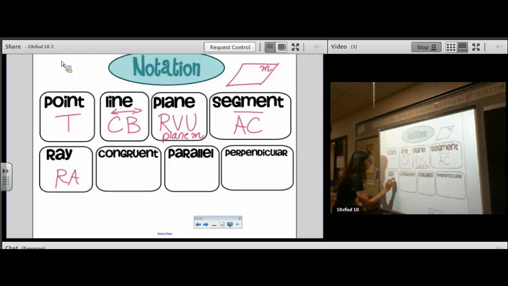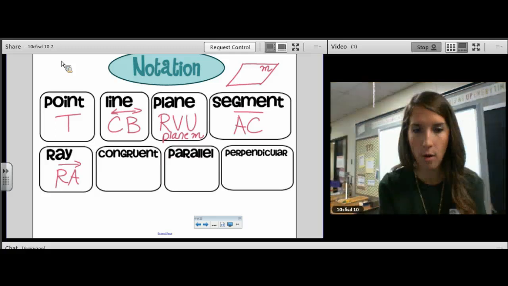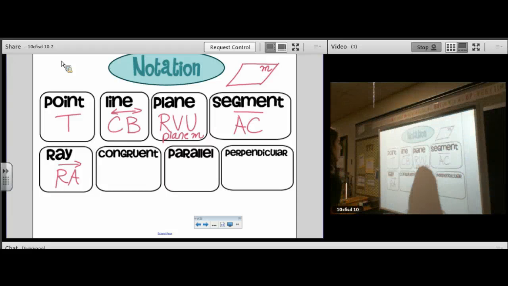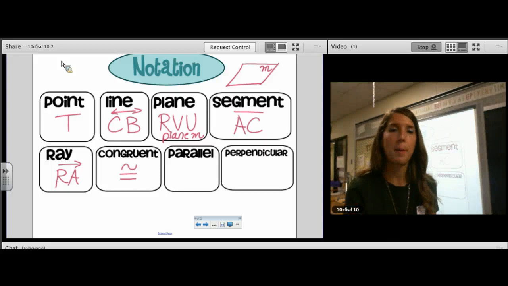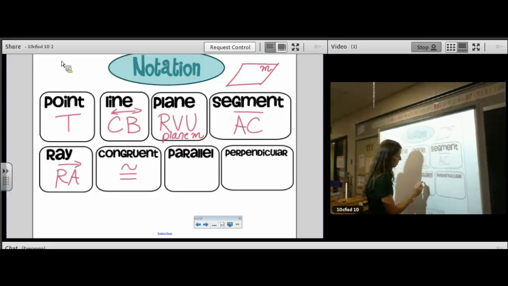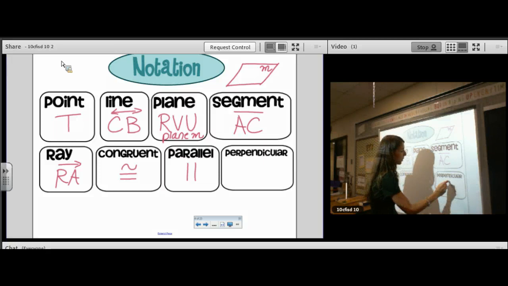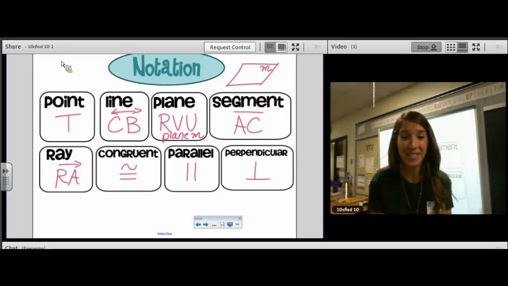Two capital letters with a ray above them, one arrow only, that's how you name a ray. What's the symbol for congruent? An equal sign with a squiggly on top. What's the symbol for parallel? Two bars like this. And then what's the symbol for perpendicular? The symbol for perpendicular is an upside down T.